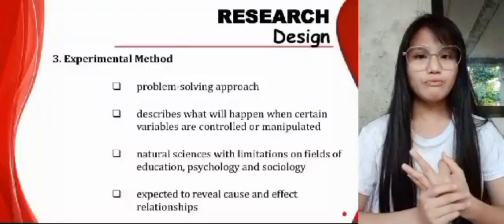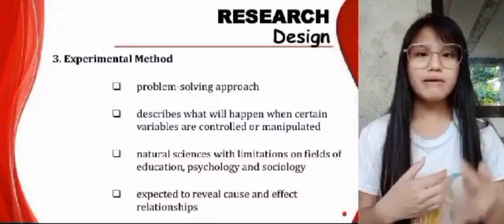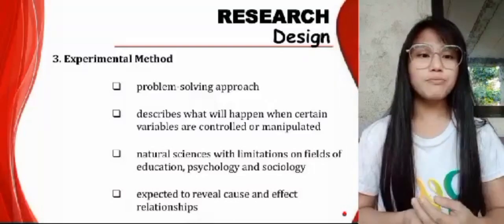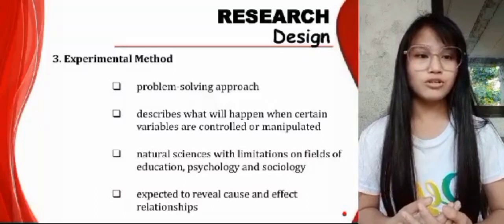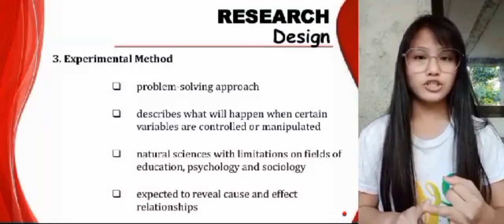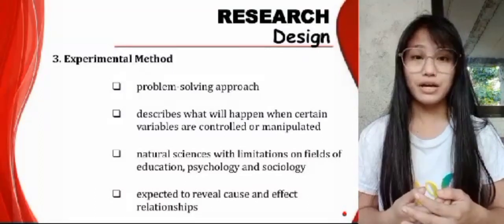Third, research design, which is the experimental method. An experimental method is a problem-solving approach. It describes what will happen when certain variables are controlled or manipulated. Natural sciences, with limitation on fields of education, psychology, and sociology. It is expected to reveal cause and effect relationship.